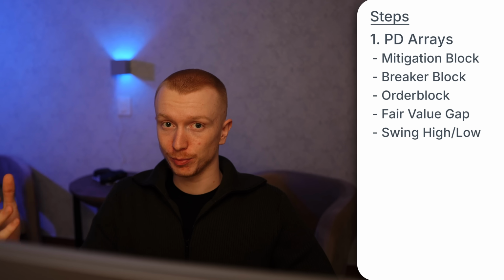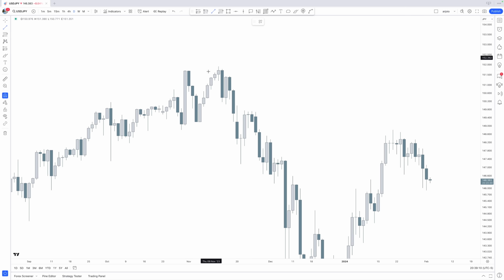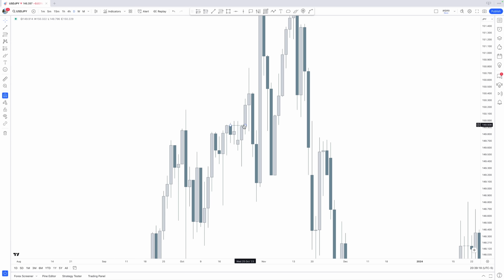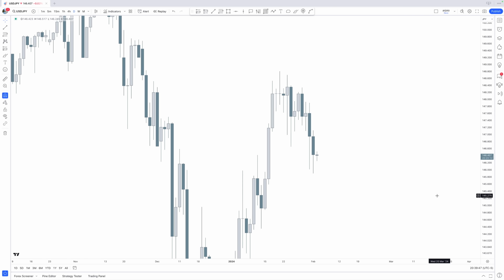Now for the first 3 PDRAs that you have right there, which is mitigation block, breaker block, and order block, you always need an overlapping fair value gap for it to be a valid mitigation block, breaker block, or order block. So for example, this for me, that small down candle is not an order block. Why not? Because we never have a fair value gap. There is no overlapping fair value gap to the right there. So every PDRA that we use needs to have an overlapping fair value gap in order for it to be a valid PDRA. So we're on the same page.